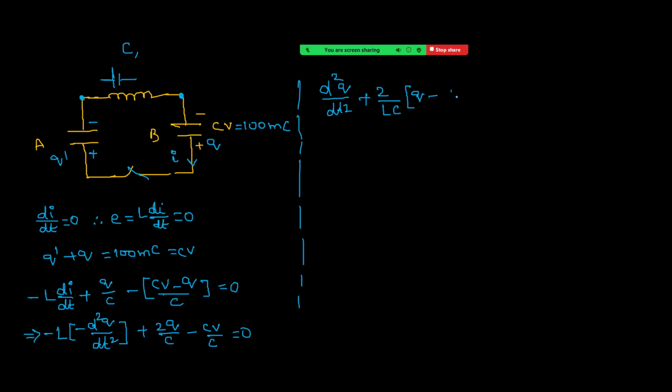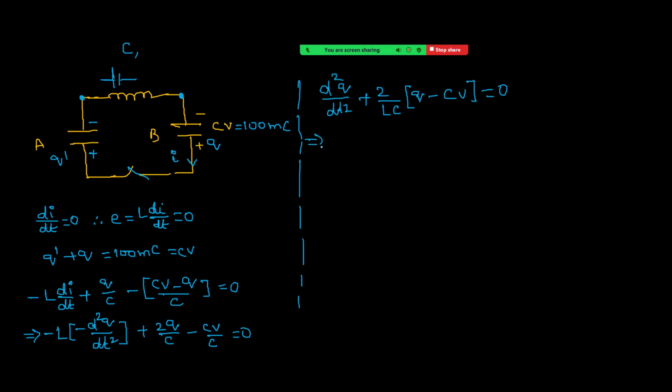So only C and V. Let me cross check once. 2q by C, 2q by LC. I have an L here. C and C cancelled, V by L. So the equation is correct. Now see how to write this equation.